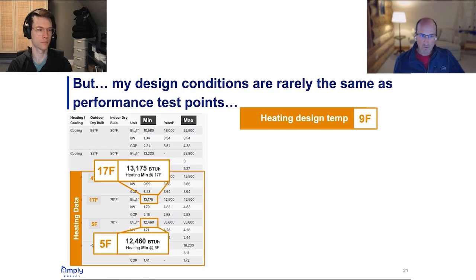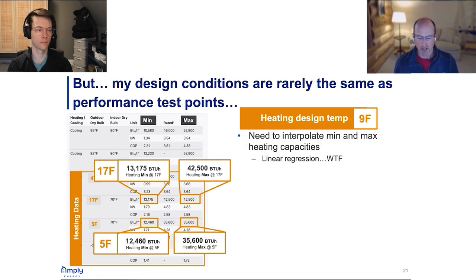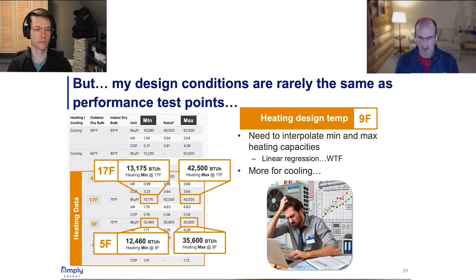And so you've got to do some kind of math to figure out, given that the different heating capacity values, both minimum and maximum, are reported in this particular table, and I'm somewhere between, I need to do some kind of linear regression or interpolation, which gets to be a real pain if you're doing it for a bunch of different data points. You've also got to do this for cooling, sensible, latent. It's a bunch of work. And so that's where most people start pulling their hair out.